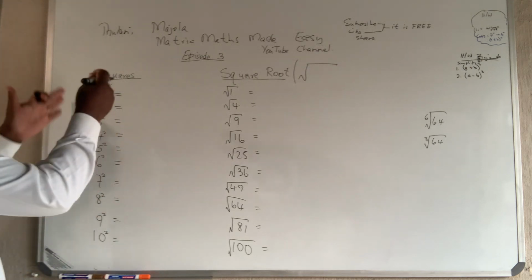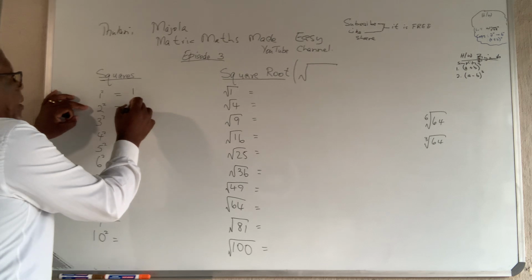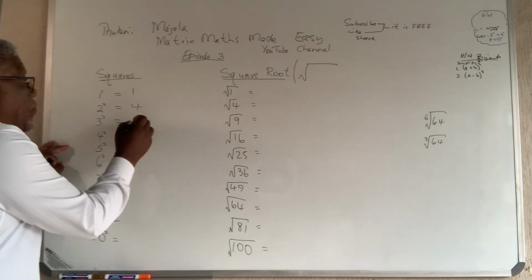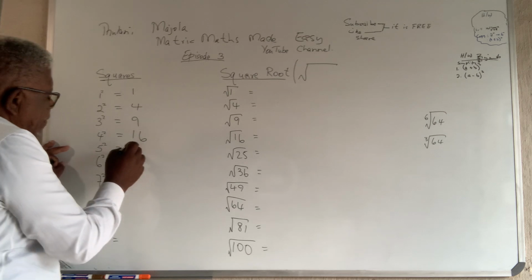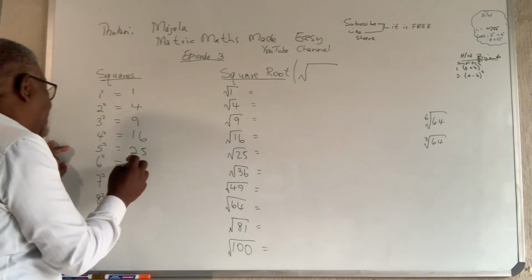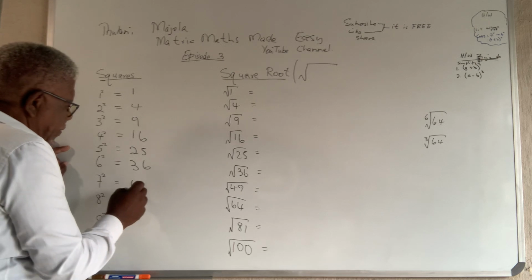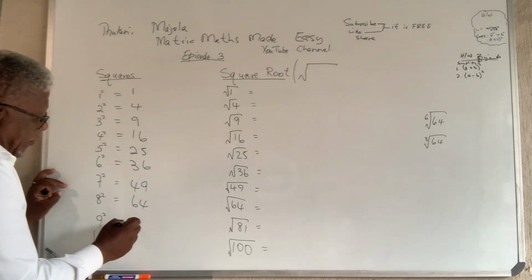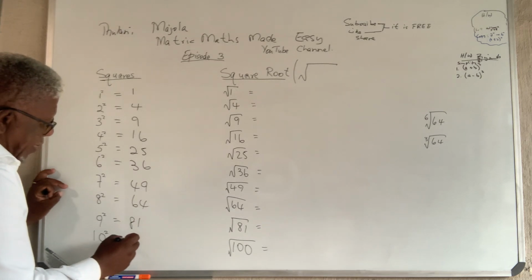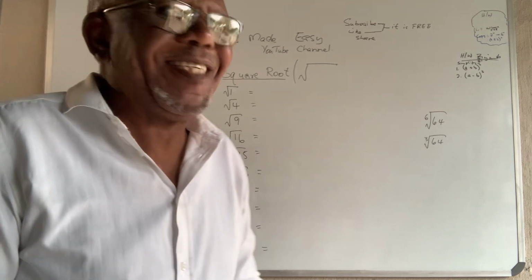So now on that multiplication table, 1 squared is 1, 2 squared is 4, 3 squared is 9, 4 squared is 16, 5 squared is 25, 6 squared is 36, 7 squared is 49, 8 squared is 64, 9 squared is 81, and 10 squared is 100. Don't go beyond 10, just stop there.